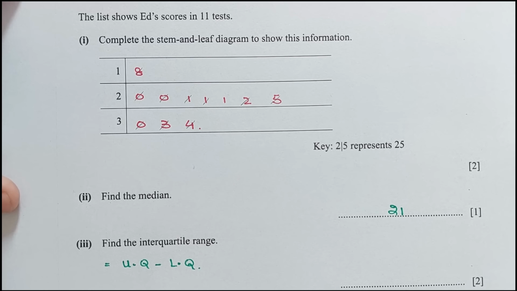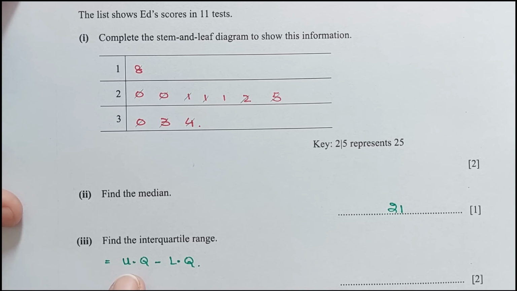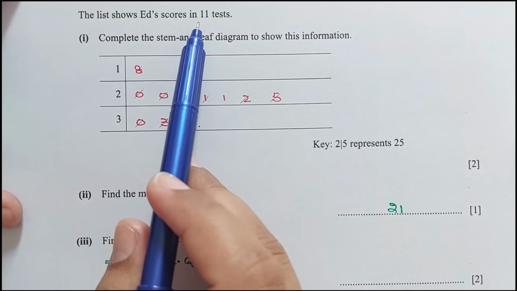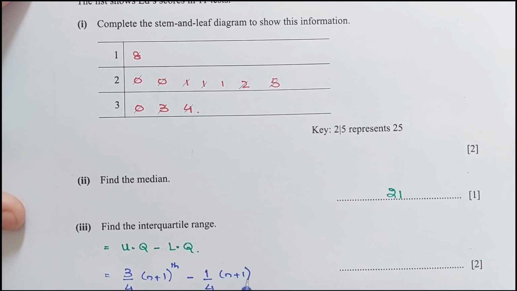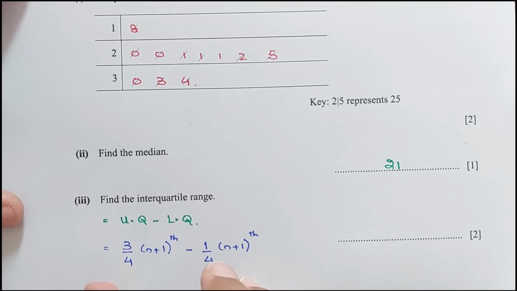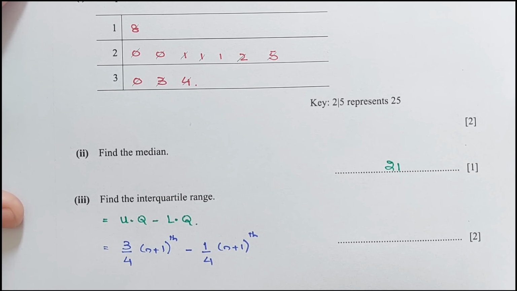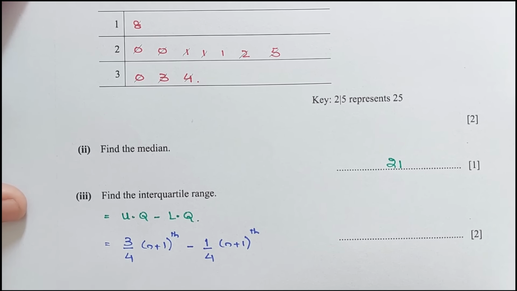Okay, so let me use the formula for the interquartile range. Since we have the total data as 11 values, which is odd, the upper quartile has the formula 3 by 4 of the n plus 1th term, and the lower quartile is 1 by 4 of the n plus 1th term. N is 11, so 11 plus 1 is 12.